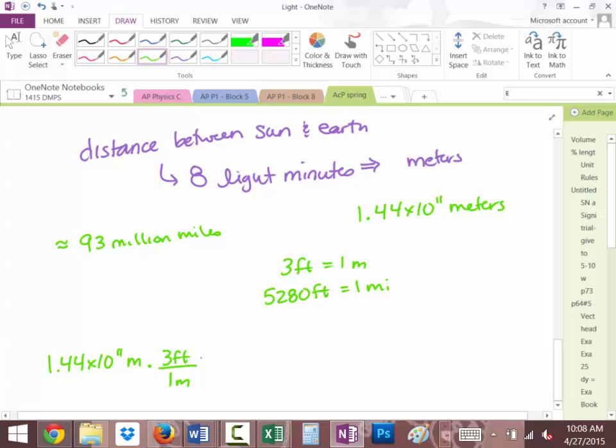And then I want to convert some feet to miles. So where am I going to put the feet now? On the bottom. So 5,280 feet in 1 mile. Is that okay? So we're going to do 1.44 times 10 to the 11th times 3. Divide by 5,280. And what do we get? 8.18 times 10 to the 7th?